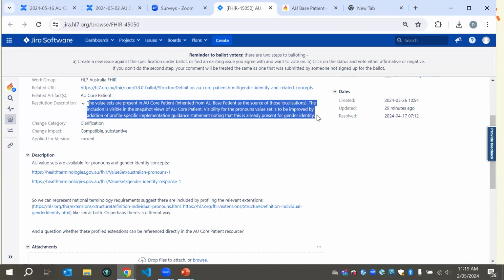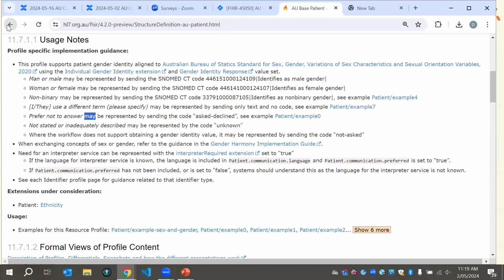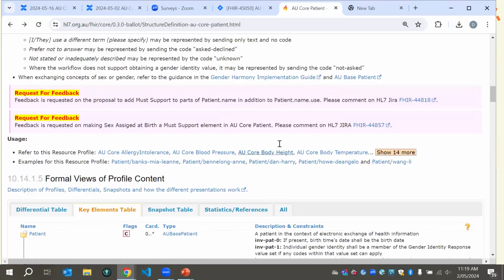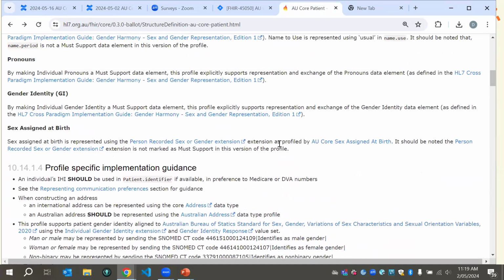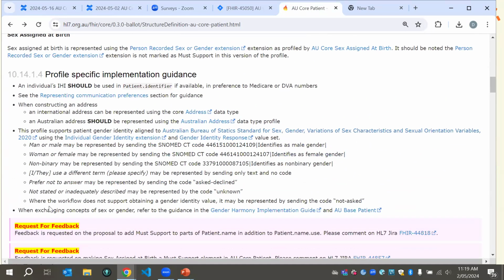Can I describe something. At the moment, we've got some information under the gender identity and related concepts, and then we've got more information under the profile specific implementation guidance. And the idea is that we leave the gender identity and related concepts section alone with its current level of abstraction, and through a process we will eventually get some further clarification in the profile specific implementation guidance. Is that where we're at the moment? Yes, it is.